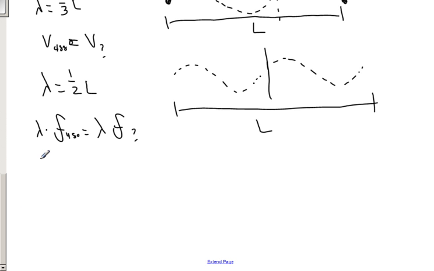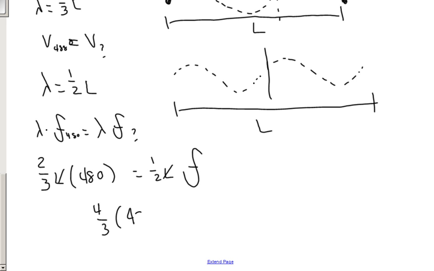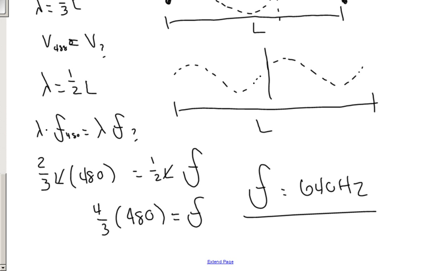So when we keep going on with that, our lambda is 2/3 L for our 480 hertz, and it is 1/2 L for our unknown frequency. Our L's cancel out, which is good because we weren't given it, which gives us the following, that 4/3 times 480 is equal to our frequency. So the frequency that we have to oscillate this at is 640 hertz. And that is our in-class practice problem.